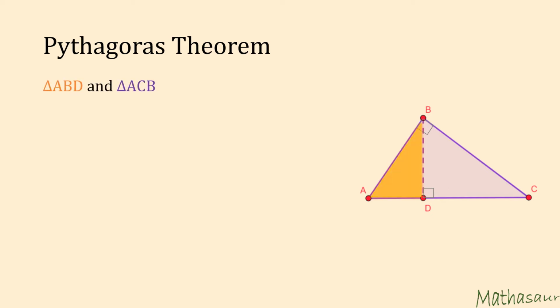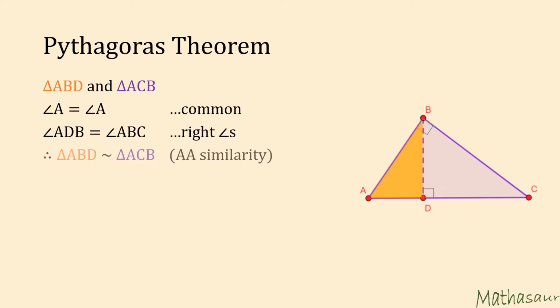Now let us look at the smaller triangle ABD and the bigger triangle ACB. We see that angle A is common to both the triangles, and both of them have a right angle. So by AA similarity, triangle ABD is similar to triangle ACB.